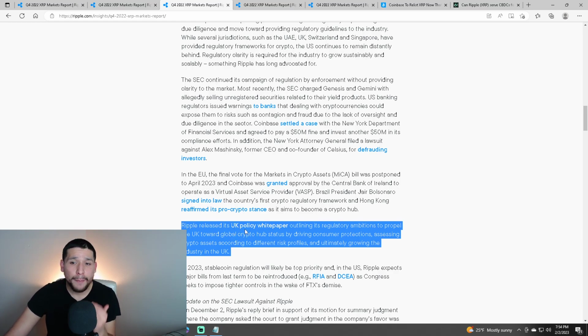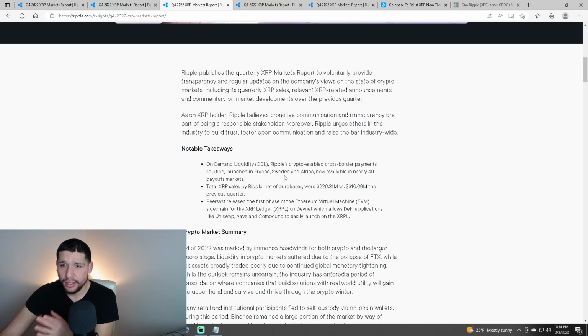Now, another news right here from the quarter four reports. Ripple released its UK policy paper or white paper outlining its regulatory ambitions to propel the UK toward global crypto hub status by driving consumer protection, assessing crypto assets according to different risk profiles, ultimately growing the industry in the UK. This is some bullish news because, as I said, they are expanding globally. They're not relying on the US. They're in Africa. As you guys know, they're in 40 different payout markets. Sweden, France, much more, guys.